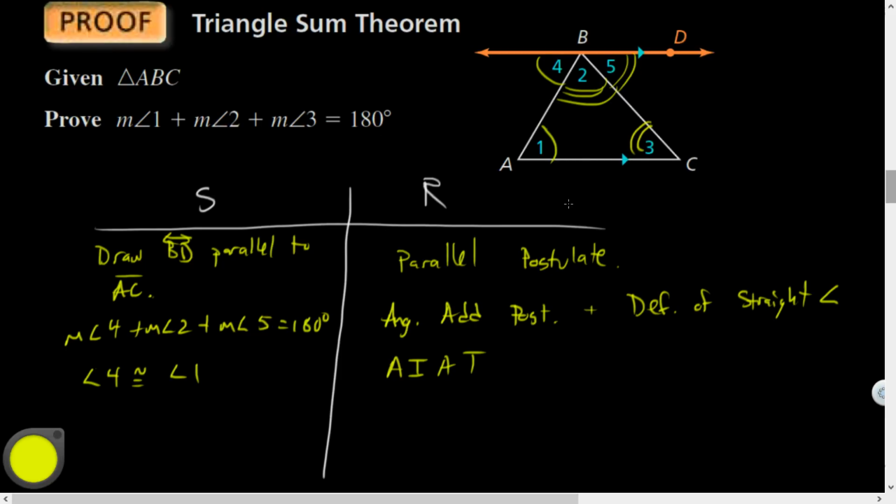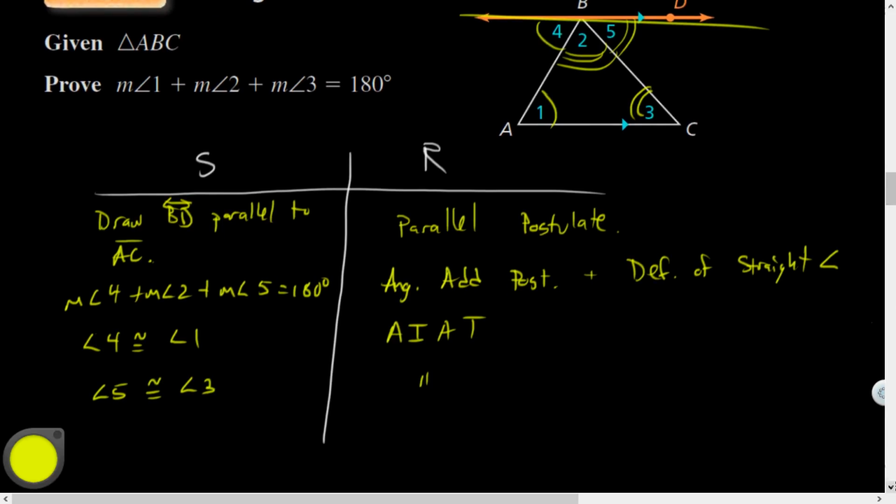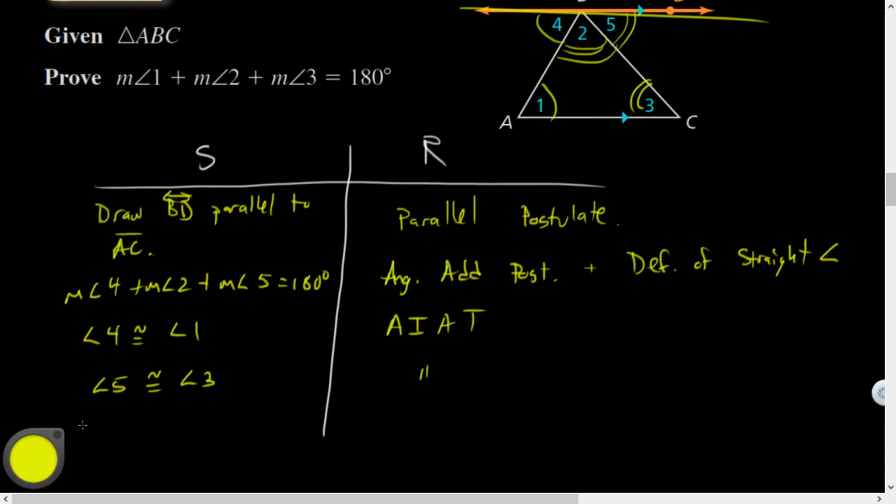Isn't this like a clever setup? Like the fact that they were like, let's make a parallel line so we can use some of our other theorems from days of old. What could I say about angle 5? Yeah, for the same reason. And if those angles are congruent, then their respective measures are equal. Let's see, so I'm going to say measure of angle 4 equals measure of angle 1, and measure of angle 5 equals measure of angle 3.